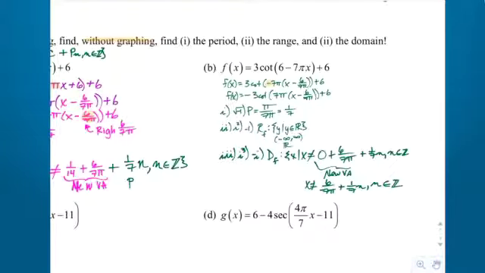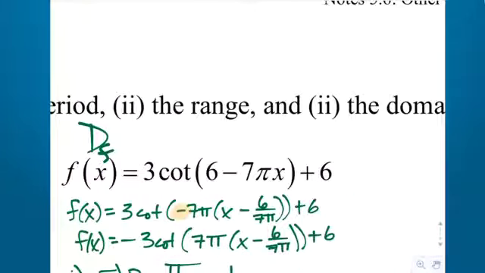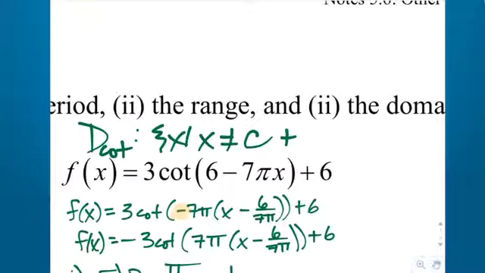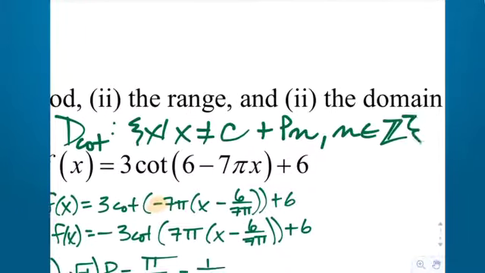All right, so let's go ahead and write kind of a summary for this one, for you formula memorizers. In general, the domain of any cotangent function is going to be the set of all x's such that x ain't equal to 0, so just the c value, good, plus pn, nice, where n is, of course, an integer.